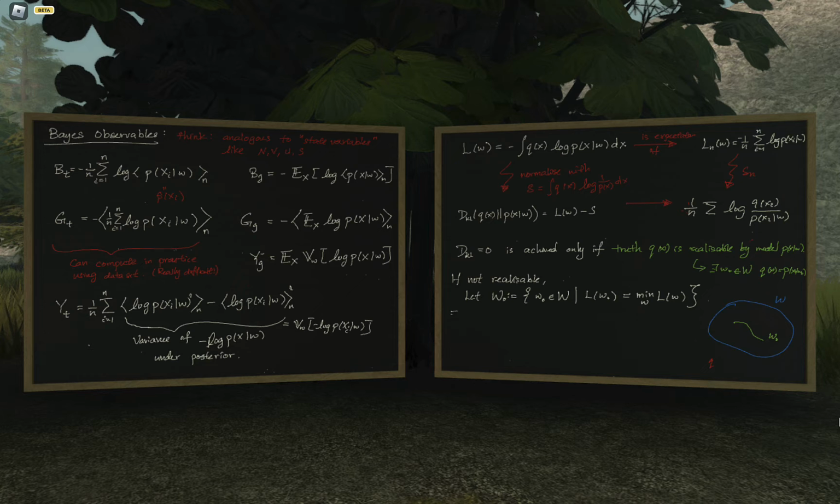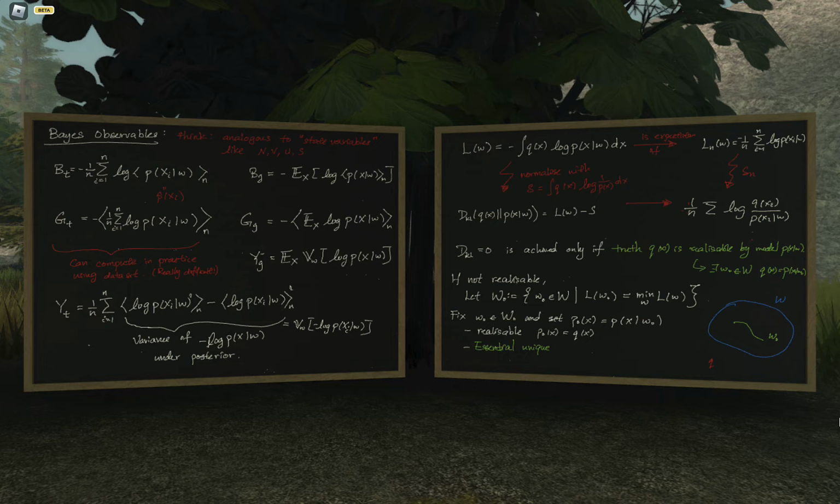So now fix a W0 in this set of optimum parameters, and set P0 of X to be equal to the distribution at this optimum parameter. So just choose one. So this is, again, realizable. Another way of saying that is that P0 of X is equal to Q. That's easy to see. But we also want, by definition, essential uniqueness.